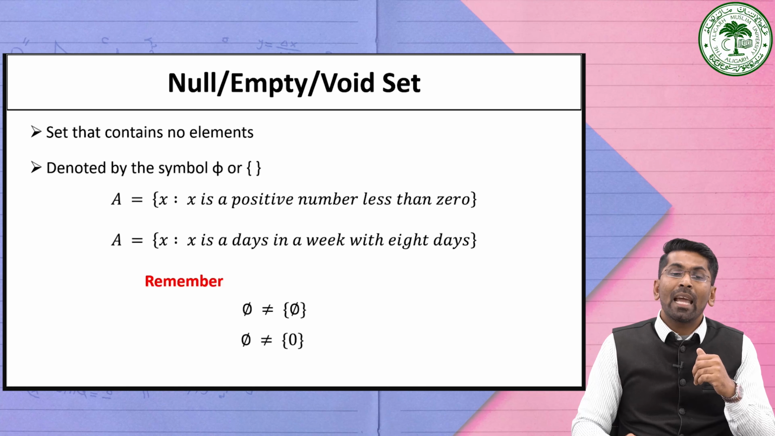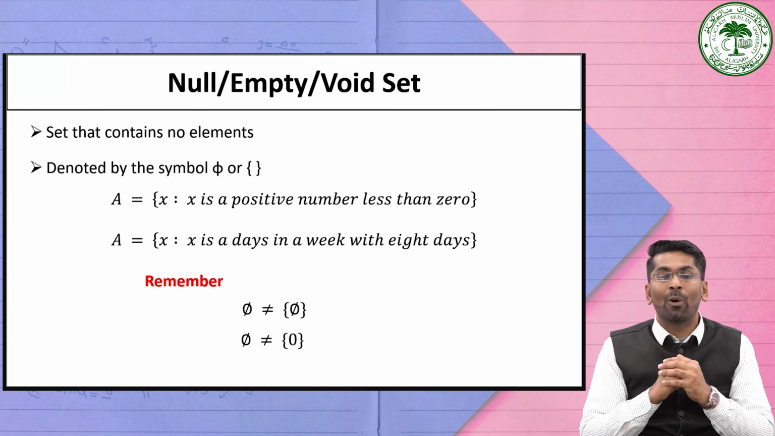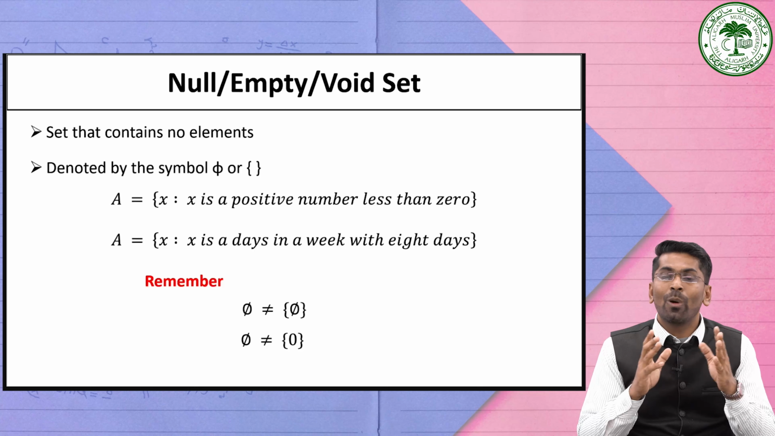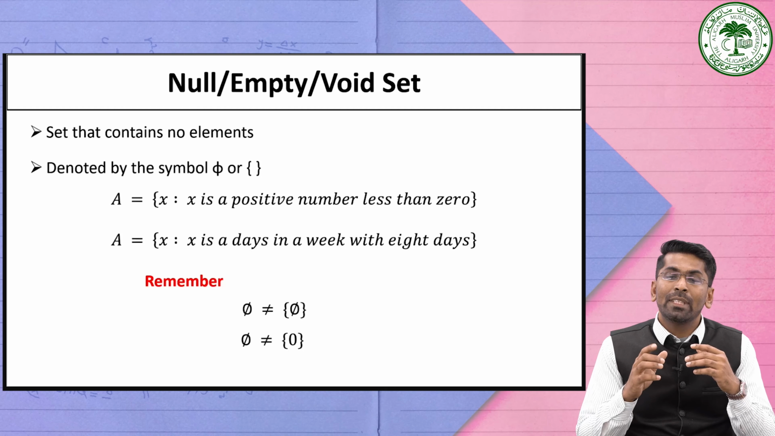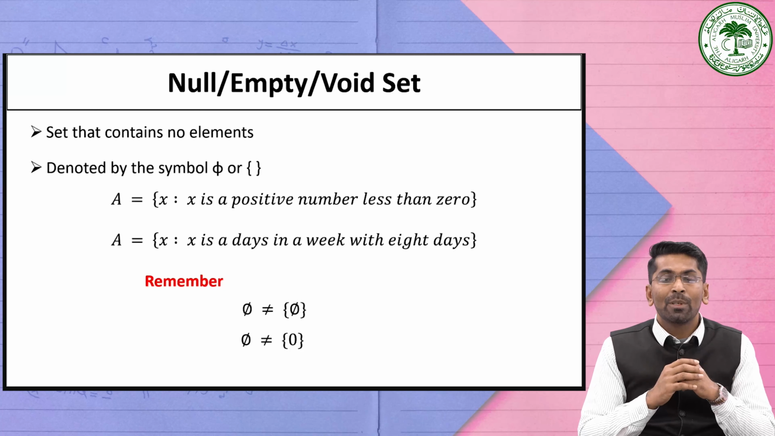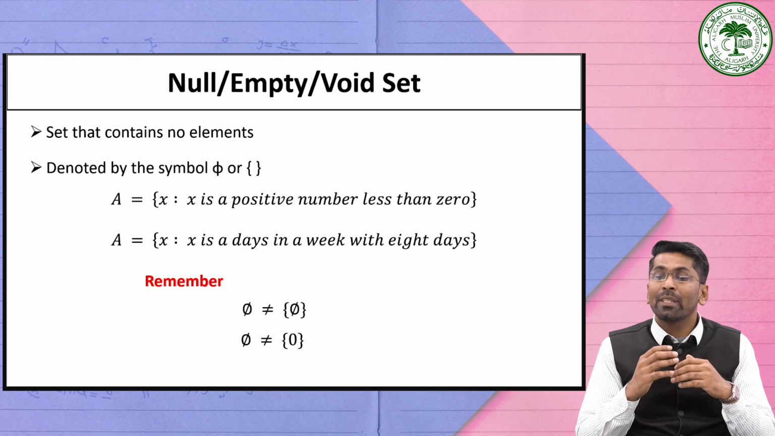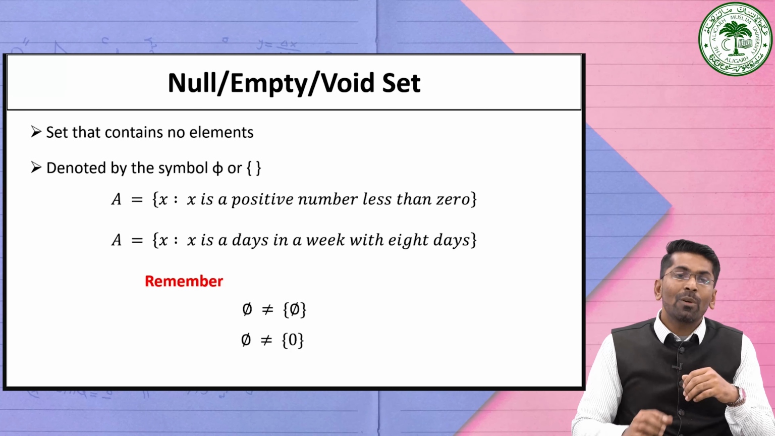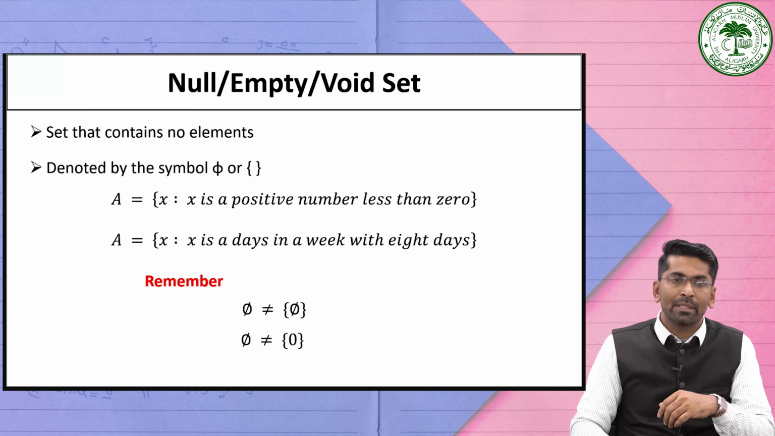Secondly, the empty set is not equal to the set containing the element 0. The empty set phi has no elements, while the set containing 0 contains one element, that is the number 0. So phi and the set containing 0 are different. This distinction is very crucial in set theory, especially to avoid confusion. So this is all about the null set, where the set contains no elements.